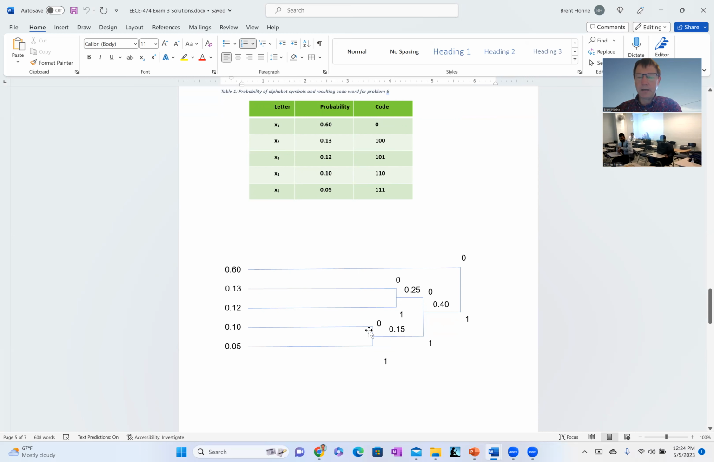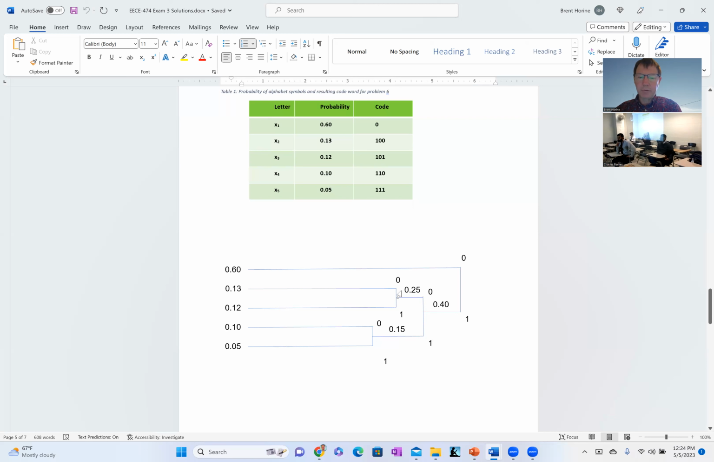We always combine the lowest probability ones, right? So here we combine 0.05 and 0.1 to get 0.15. And then we look and say, okay, well, actually 0.12 and 0.13 are the next lowest probability ones. So we combine those. Then we combine the 0.15 and the 0.25 because those are the lowest probabilities. These are joint probabilities now, right? And then we end up with 0.4 and 0.6 combined.